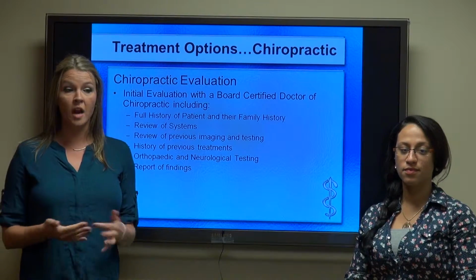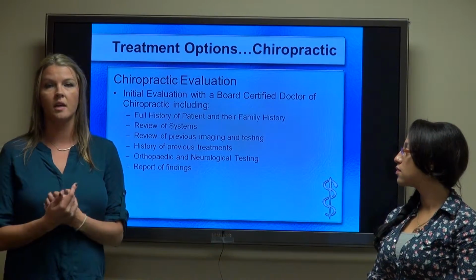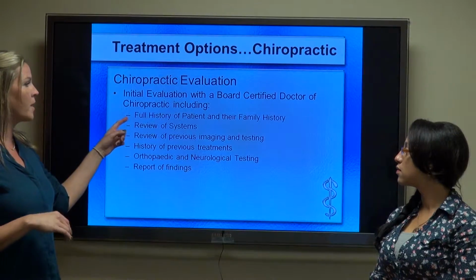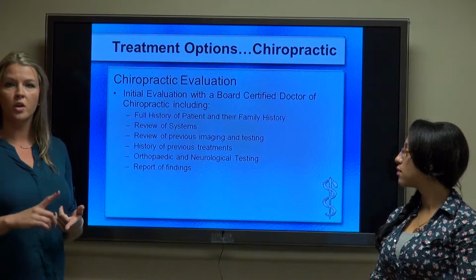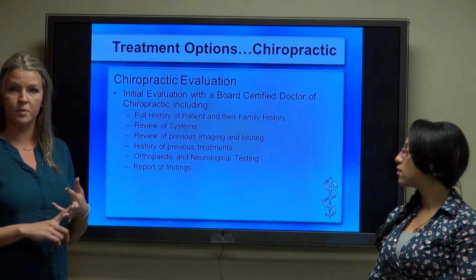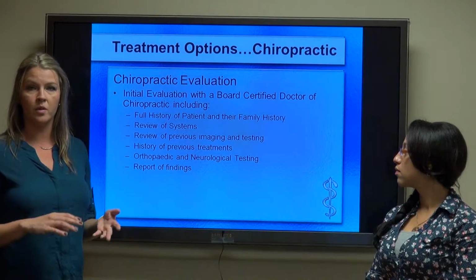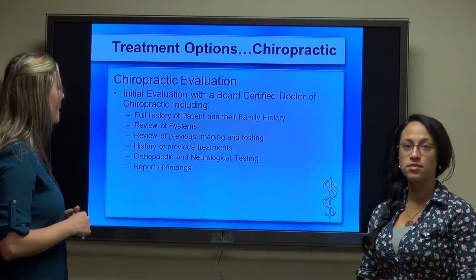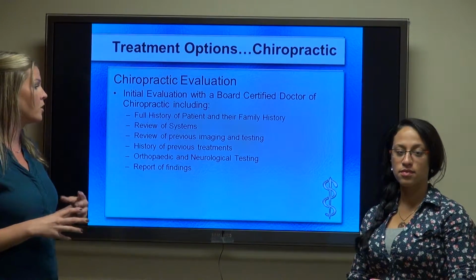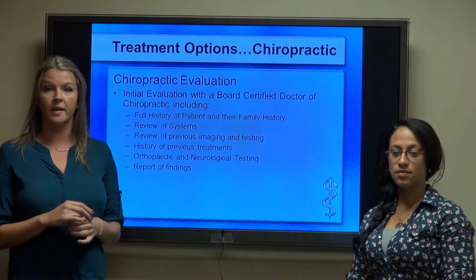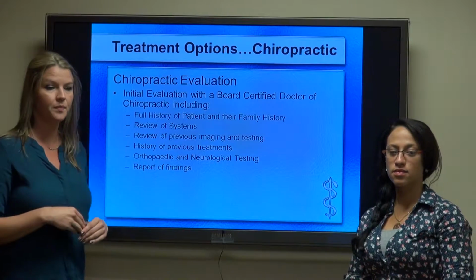Treatment options, as far as chiropractic goes: you would have an initial evaluation with a board-certified doctor of chiropractic. What this includes is both the full history of the patient and their family history, because that's very important. Review of systems, which is urinary, digestive, respiratory, cardiovascular, everything like that. We do a review of previous imaging and testing, whether you had x-rays performed somewhere else. History of previous treatments: how have you tried to fix this before? Orthopedic and neurological testing, as well as a report of findings where I explain to you what your diagnosis is and what this means.